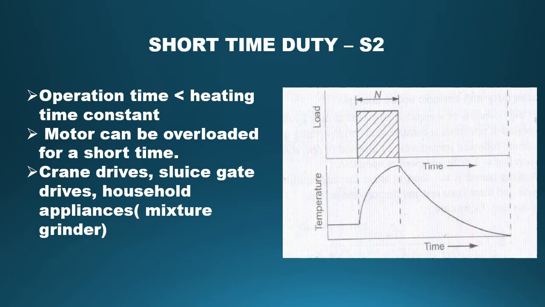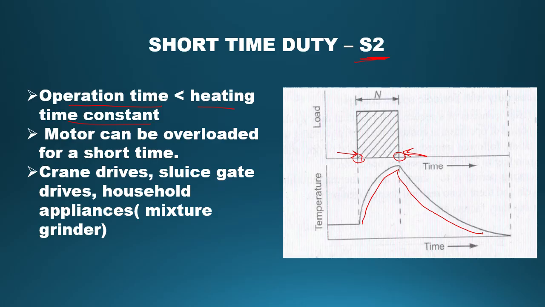The second one is short time duty, also known as the S2 duty cycle. Here we can see that the load is applied for a very short time, only for this much time the load is applied on the motor. At this point when the motor is switched on, the temperature starts to rise, and before it reaches its steady state value, it drops to the ambient temperature because the motor is switched off at this point. The temperature does not reach the steady state value because the operating time is very less than the heating time constant of the motor.